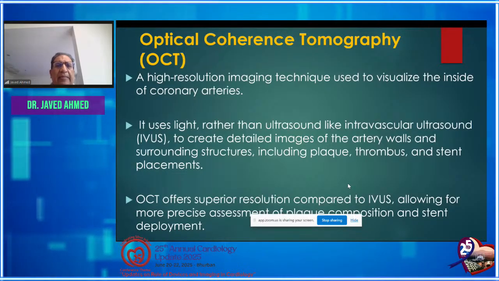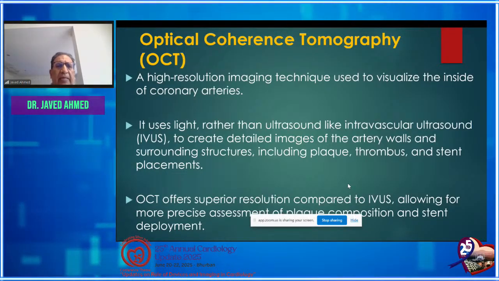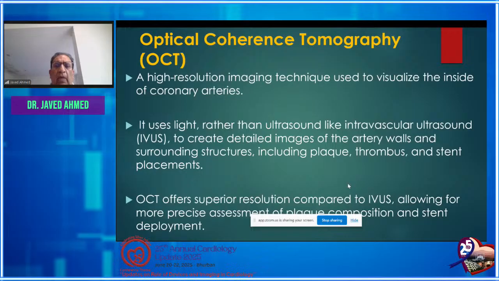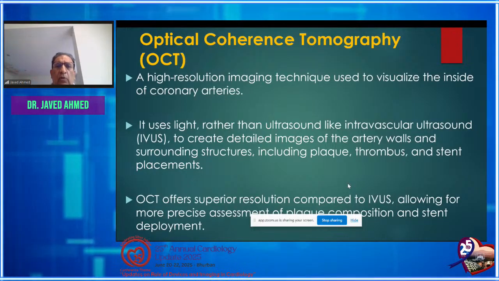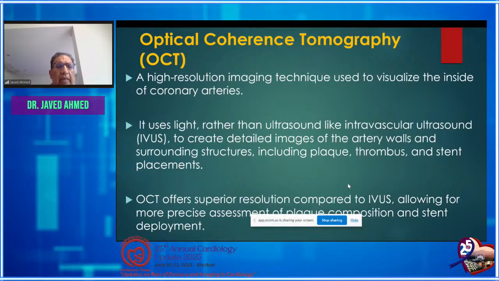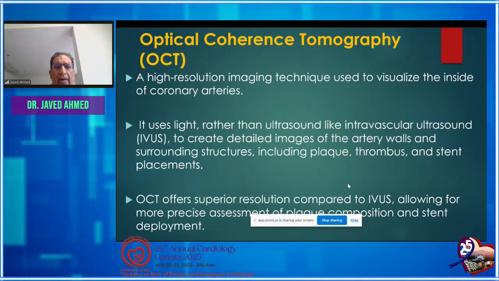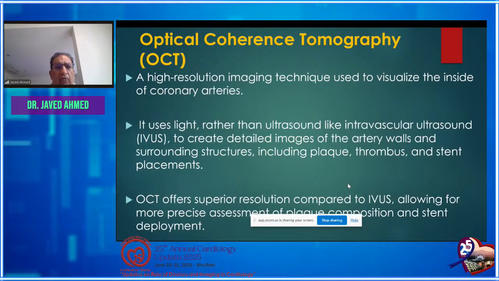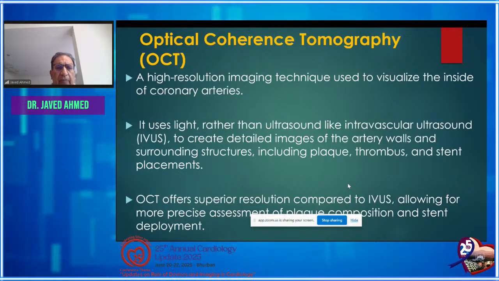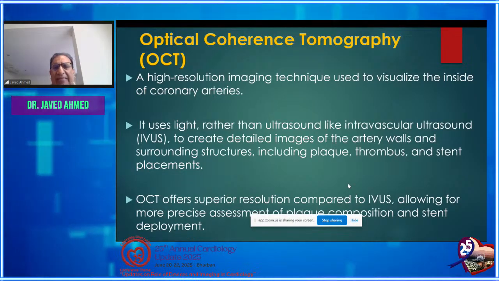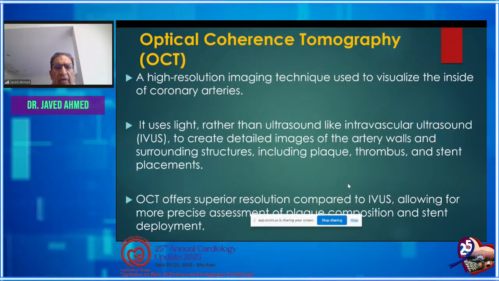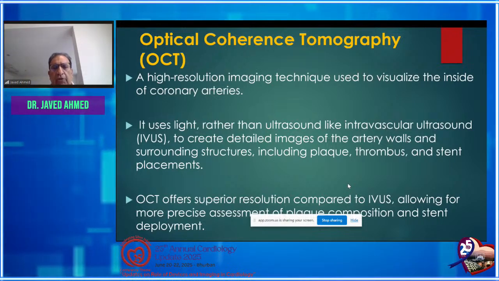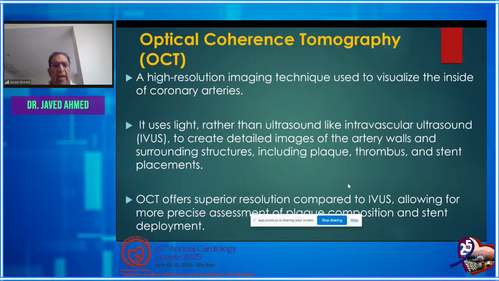The second, more recent imaging modality is optical coherence tomography, called OCT, and the other type is called OFDI. It offers higher resolution, which can visualize the inside of the coronary artery more effectively. OCT uses light rather than ultrasound waves, as in intravascular ultrasound, to create detailed images of the arterial walls and surrounding structures, including plaque, thrombus, and stent placements.